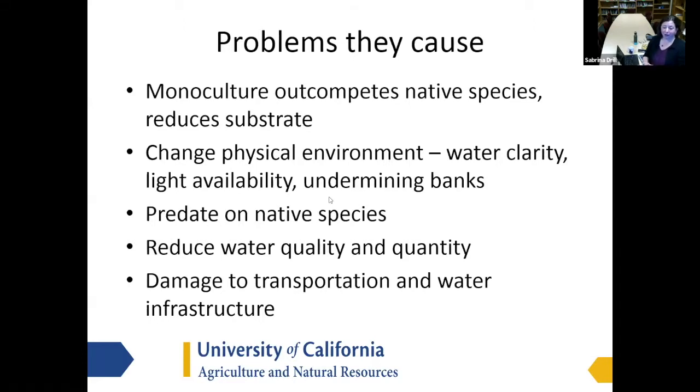And they can undermine banks. Crayfish are going to be an example of that, where they really dig into the banks and can lead to bank failure. They prey on native species, reduce water quality, and in some cases quantity. I'm not going to talk too much about things like arundo, but we'll have folks talking about that later on. That's something that really sucks a lot of water right out of our rivers, so it's not available for aquatic species. And then they cause a lot of damage to all different kinds of water infrastructure, including physically blocking things up for transportation or blocking up pipes that we'd use for water diversion.